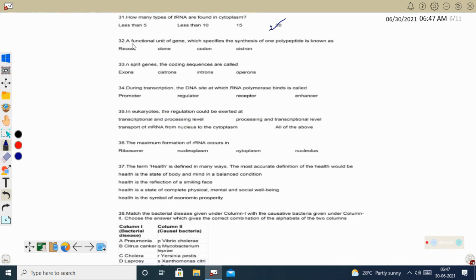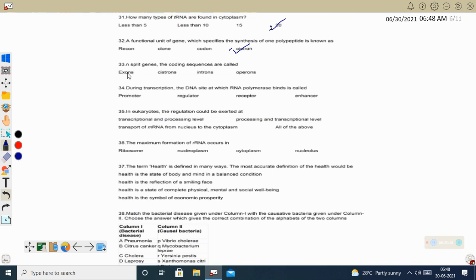Next question, a functional unit of gene which specifies the synthesis of one polypeptide is known as, a gene synthesizing one polypeptide is called a cistron. In the case of eukaryotic organisms, the gene will be monocistronic. In the case of prokaryotic organisms, they can be polycistronic.